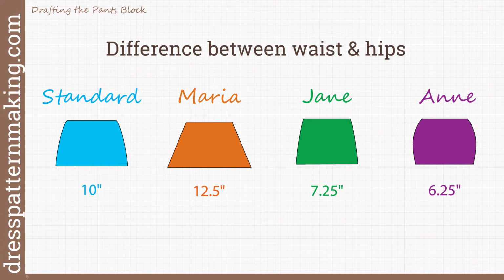Let me just clarify what I mean by the standard figure as it relates to pants. The standard figure has about 10 inches difference between the waist and the hips. So you can see by these shapes how the standard figure differs from the three I'm drafting.